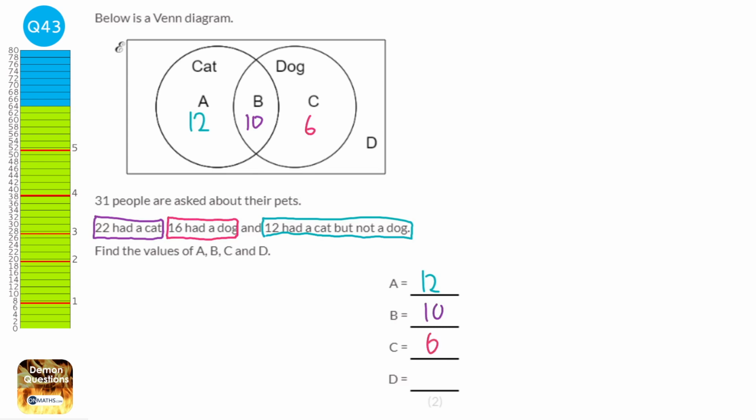Let's make sure we fill these in. And if overall there were 31 people, and there were 12 who just had a cat, 10 who had a cat and a dog, and 6 who had a dog, that leaves 3 left over.